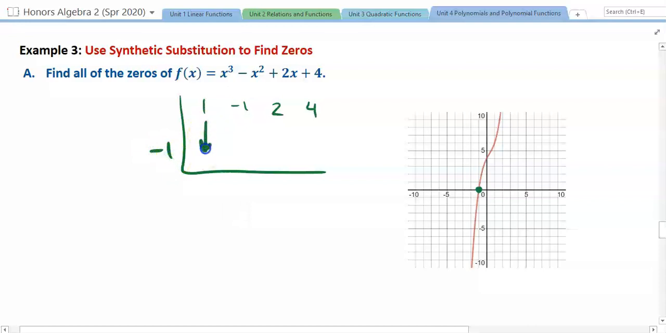And so watch what happens. Remember, the first number is going to just drop straight through, and then we multiply these, so -1 times 1 is -1. We're always going to add in the middle, so -1 plus -1 is -2. Multiplying, -1 times -2 is a positive 2. 2 plus 2 is 4. -1 times 4 is -4, and 4 plus -4 is 0.